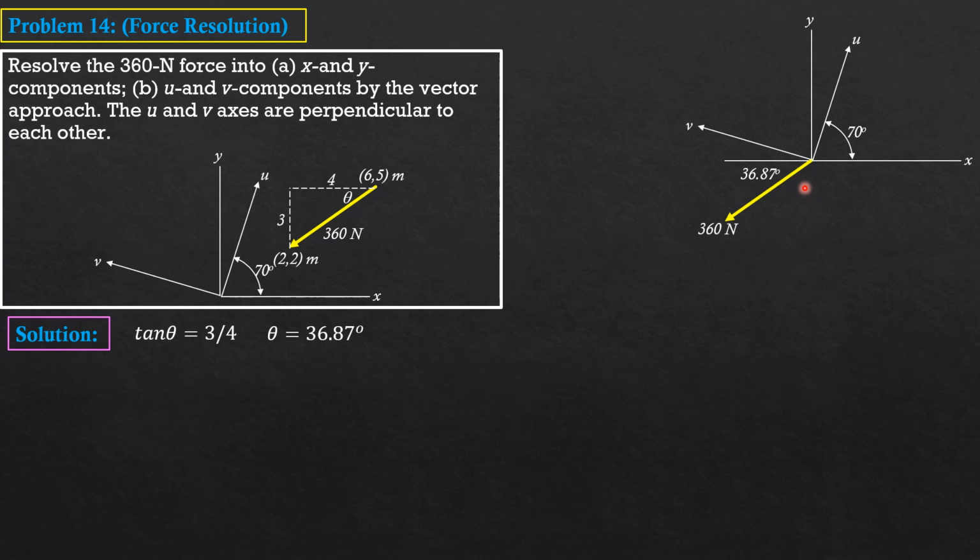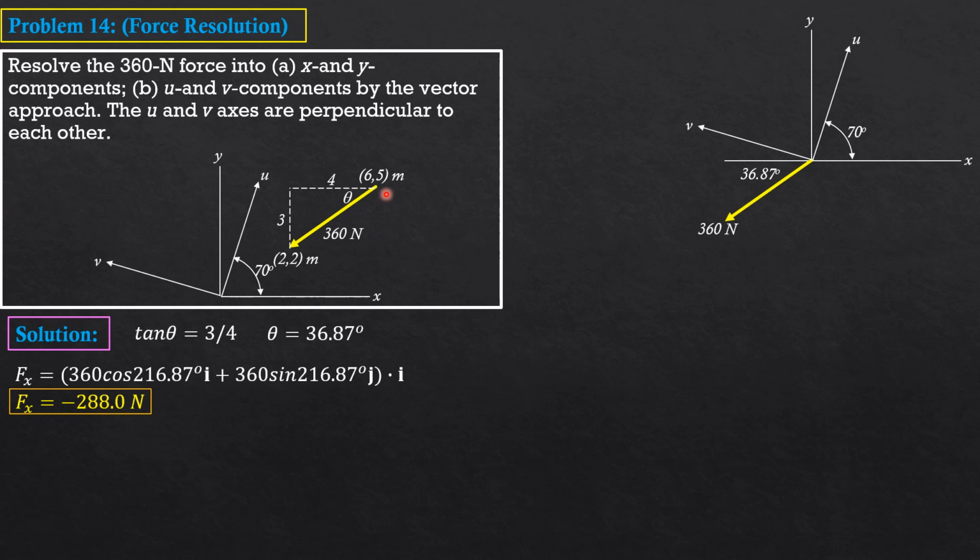So Fx therefore is F in vector form dot the unit vector of the x-axis, which is simply i. So Fx is F in vector form, 360 cosine 216.87 degrees, where 216.87 is 180 plus 36.87 degrees, i, plus 360 sine of 216.87 degrees j, dot i. So remember j dot i is 0, so Fx is 360 cosine 216.87, i dot i, which is 1. So it is simply 360 cosine of 216.87, and it is negative 288.0 newtons.